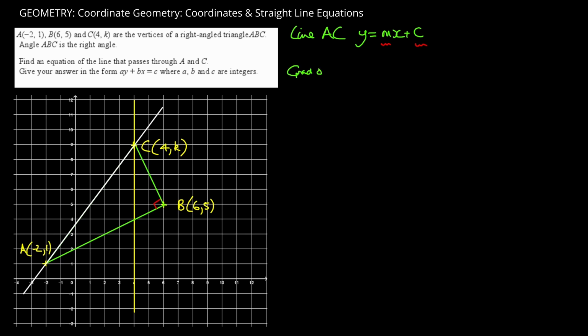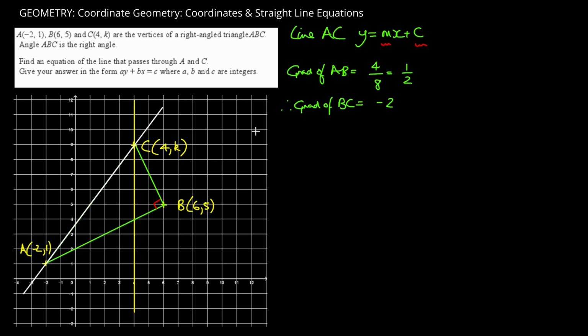So gradient of AB is the rise over the run. Now, going from A to B, we've climbed from 1 up to 5, so that's a rise of 4. And going from -2 to 6 is the run. -2 up to 0 is 2, and the rest is 6. This is 8. So this gradient is a half. So therefore, the gradient of BC is the negative reciprocal of this, which is -2. We just turn it upside down and make it negative.